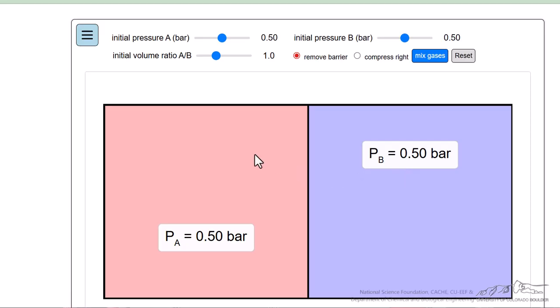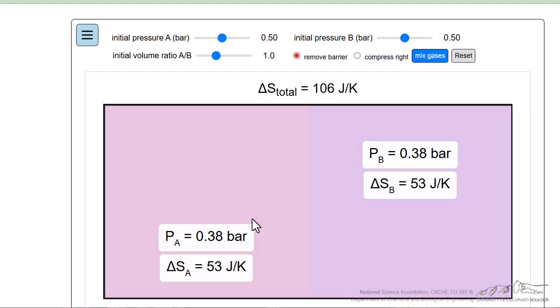Let's look at a case where the volumes are the same and the pressures are the same on each side. So the volume ratio is 1, pressure 0.5 for each. And if I click mix gases, then we can watch as they mix. Purple represents the combined color of the two gases. Final partial pressures are the same, half of those starting pressures, and the entropy change is the same for each of these gases. Well, let's look at a different case.